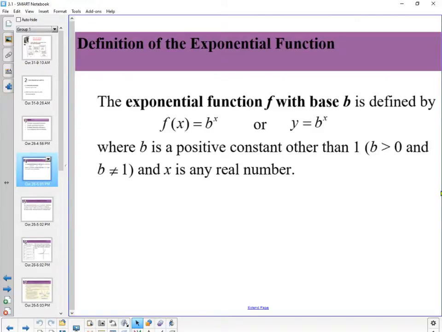So exponential functions with base b are defined as f of x equals b to the x, or y equals b to the x. What we have on the left side is our function notation. Over on the right side, we have our equation notation. That is a basic exponential function there. Now, b has to be greater than 0. If b is equal to 0, then you no longer have an exponential function. You're back at our scenario where you have just a constant, a line, y equals some constant.